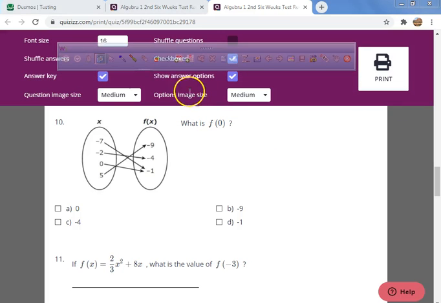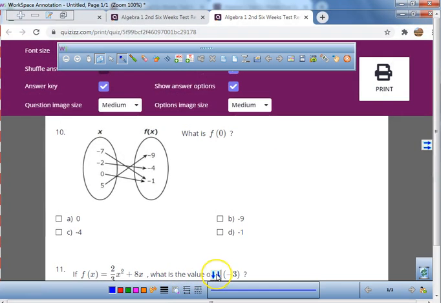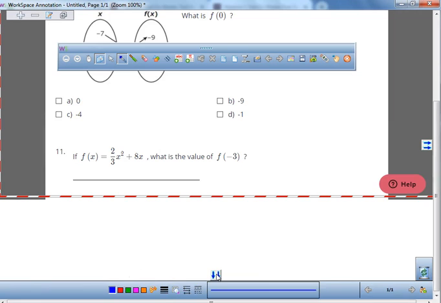All right, so we're going to look at problem number 11 right here. And it says, if f of x is equal to 2/3 times x squared plus 8x, what is the value of f of -3? Now, does anybody remember what type of notation we call f of x? Yeah, that's function notation. So I'm just going to write that's function notation. All right, that's function notation.